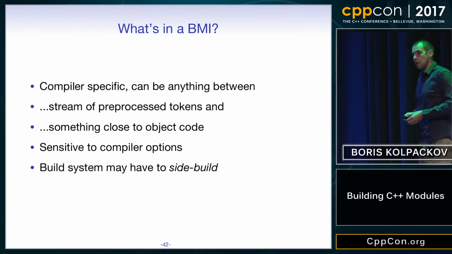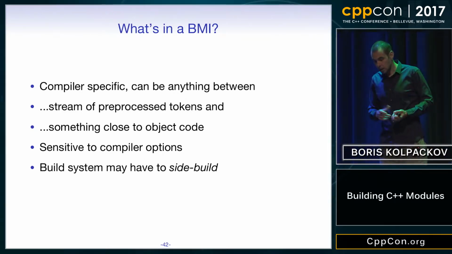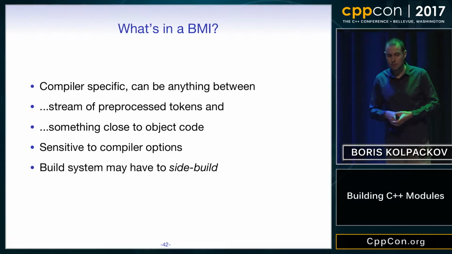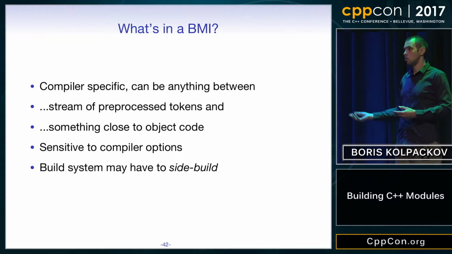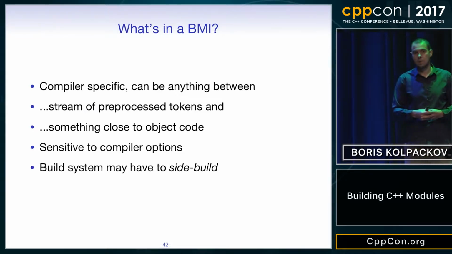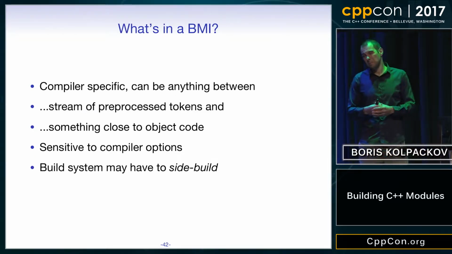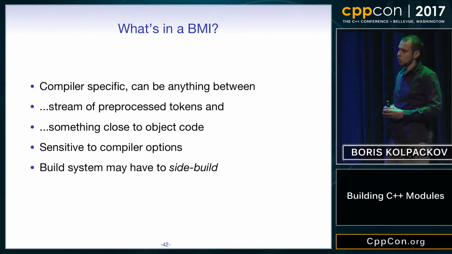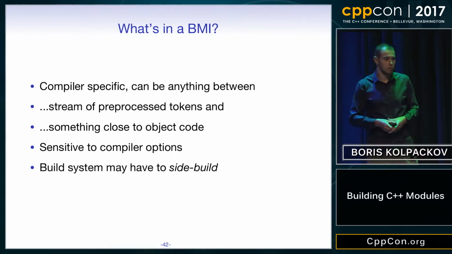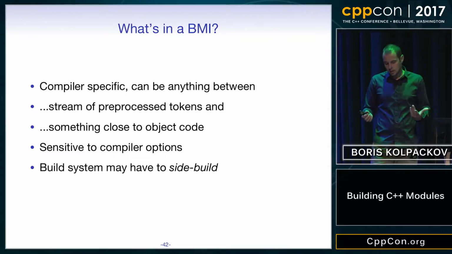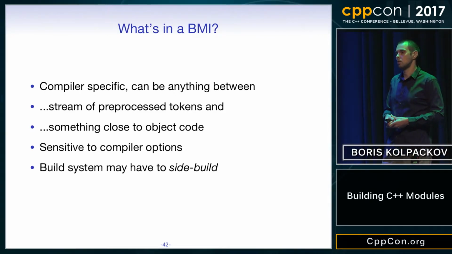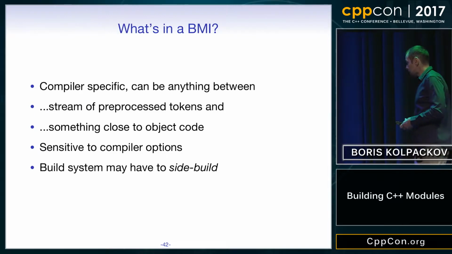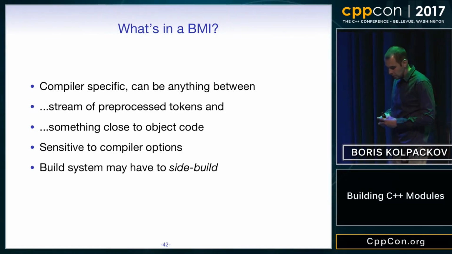What exactly is in a BMI? Well, it's compiler specific, but we can guess it can range anywhere from a sequence of preprocessed tokens to something close to the object file, right? And we can also feel that probably the closer it is to the object file, the more benefit we are going to get, the faster our build will be. And this suggests that, in general, we should assume that BMIs are sensitive to the compiler options we use to build them. This has a pretty nasty implication for build systems.